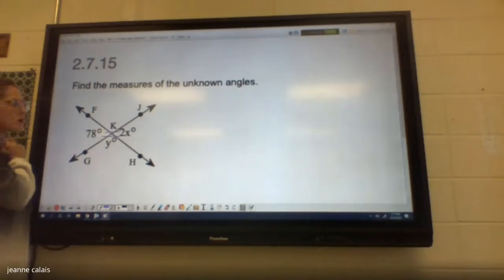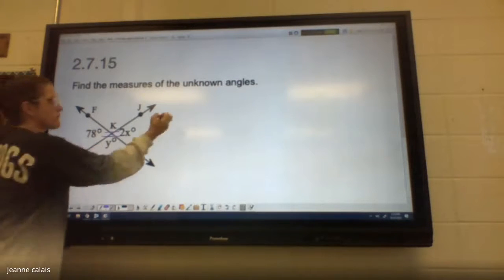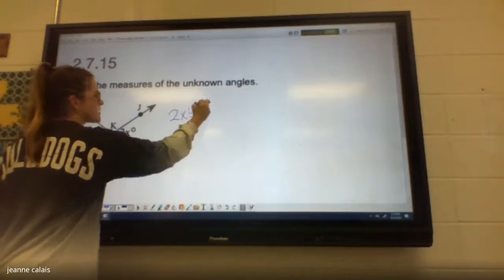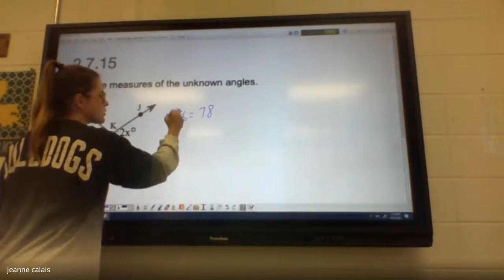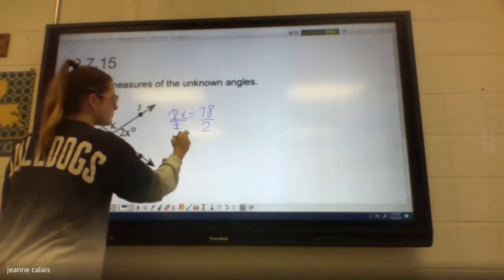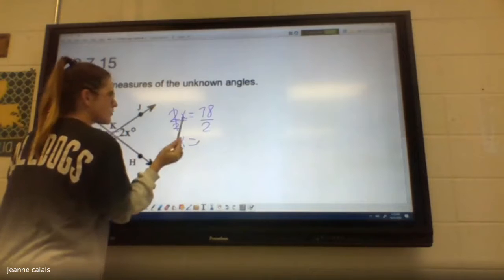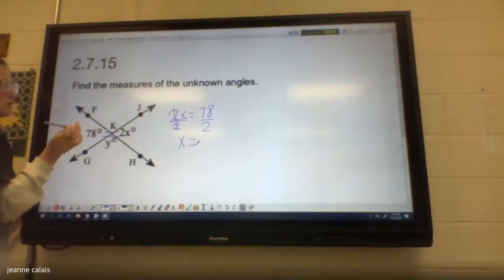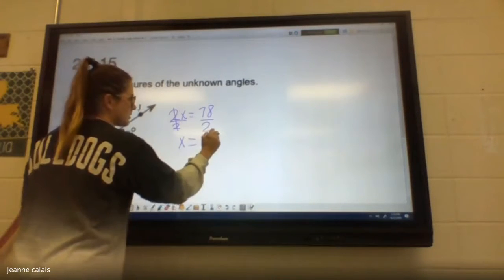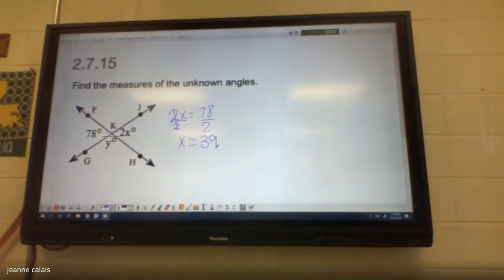Okay, so here 78 and 2x, they are across from each other. Those are vertical. So 2x equals 78. Divide by 2. X equals 39. All right. Once you find the value of x, you go ahead and find y.